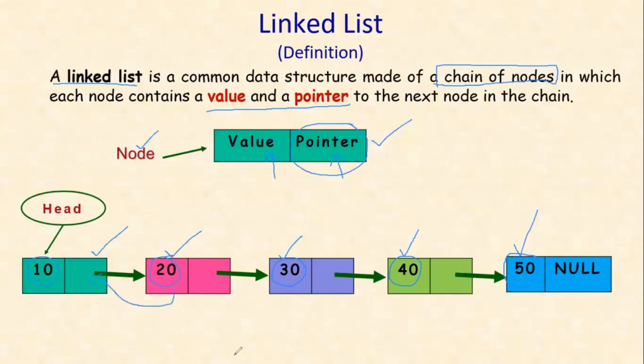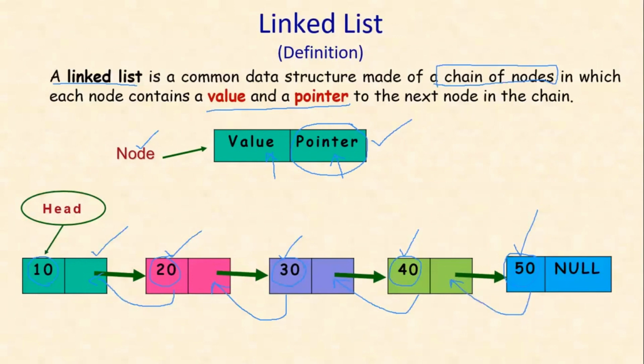That means in the previous node's pointer variable, I am going to store the address of the new node. Similarly, the address of this node will be stored here. Like this, I am going to establish a link between the nodes.